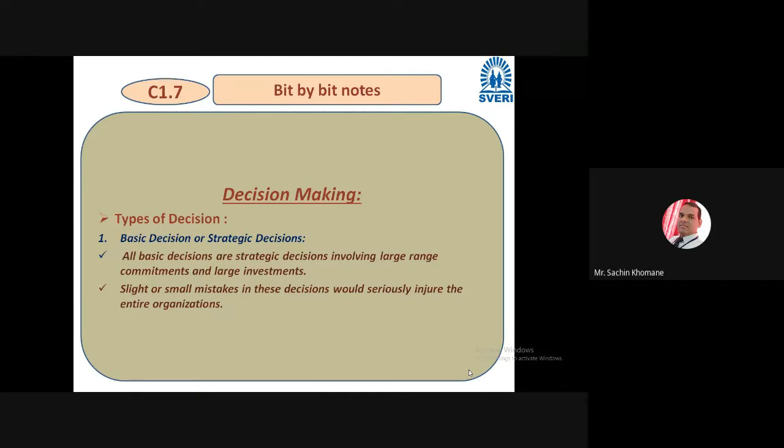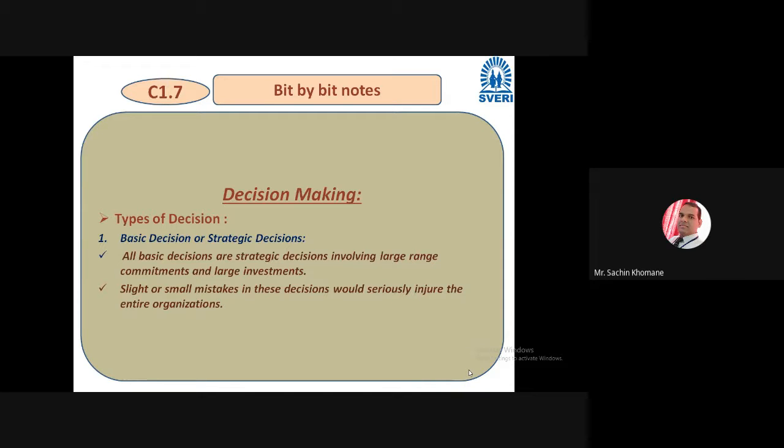Huge loss, right? So these basic decisions are long term. For that purpose, you should be committed. Obviously, you have made the investment. So if a small mistake is there in a basic decision, it is not allowed. Even if it happens, there will be a large loss to both organizations, and it is a long term loss, right? So you have to consider this basic decision seriously, and then take the decision.